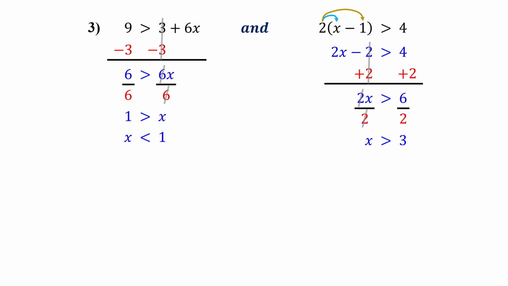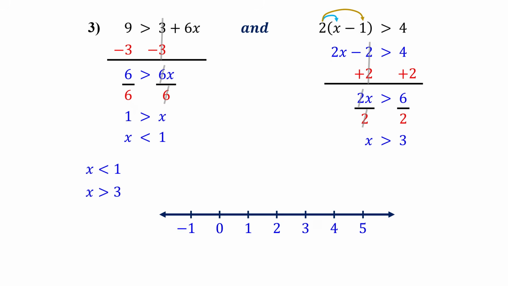Perfect. The next step is to graph each solution on a number line. For x is less than 1, mark an open circle at 1 to show it's not included. Then shade to the left to show all the numbers smaller than 1. For x is greater than 3, mark an open circle at 3 to show it's not included. Then shade to the right to show all the numbers bigger than 3. Great, both graphs are ready.